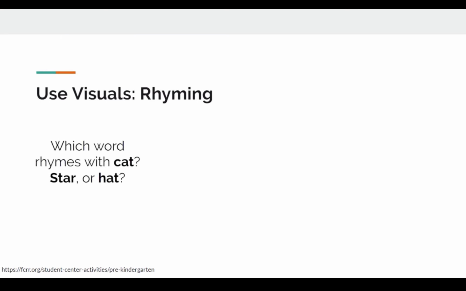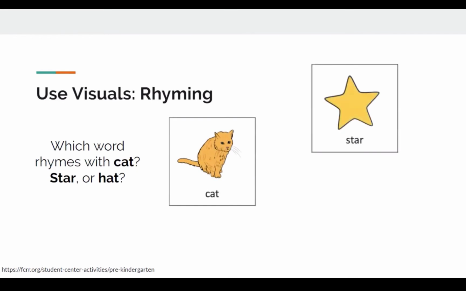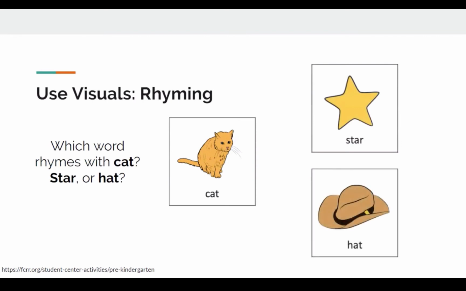Ask your students this question. Which word rhymes with cat? Is it star or hat? And then you can provide students with flashcards or images to help them understand what words they are trying to rhyme. So show them that the word is cat, and they need to decide if star sounds like the word cat or hat sounds like the word cat. The answer is hat.